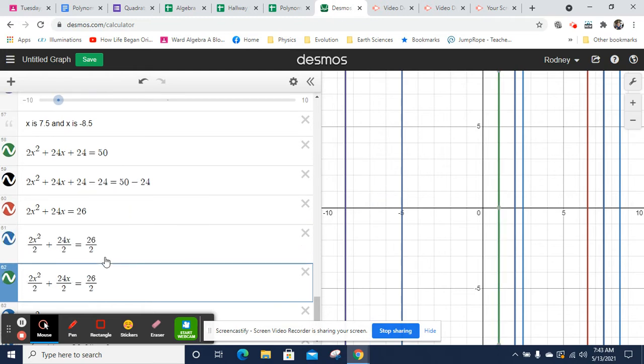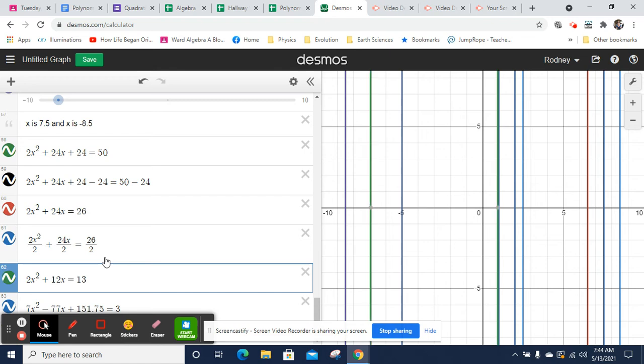And so that all becomes 13, and that becomes a 12x, and this just becomes x squared. Factor the 2 out. And now I just need to figure out what I need to do with the things I've been doing before. I'm going to figure out what I am adding to both sides that would make the left side a perfect square.